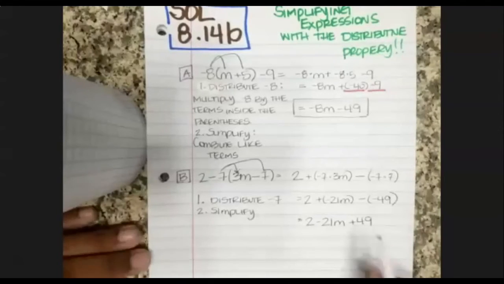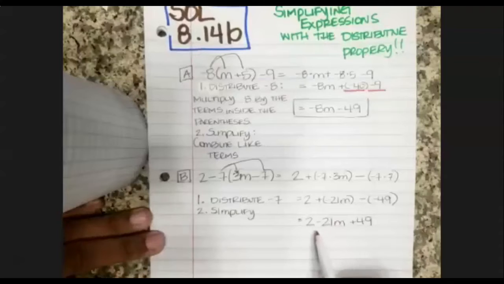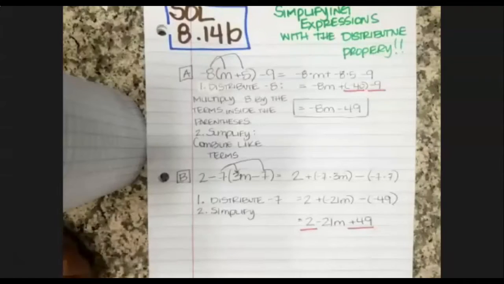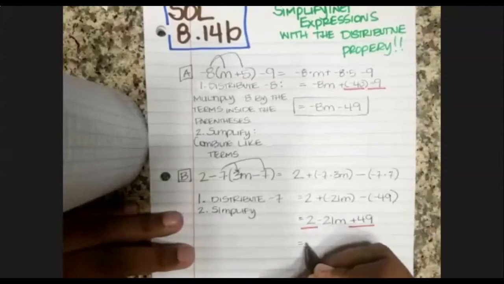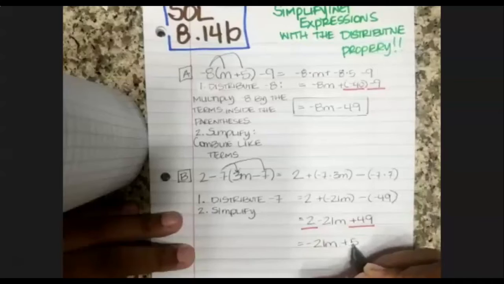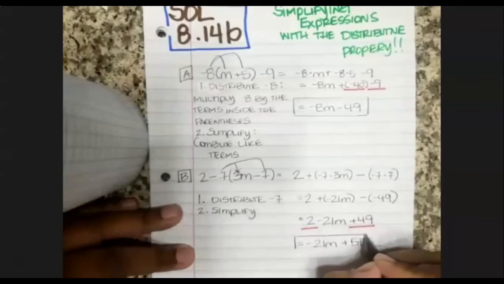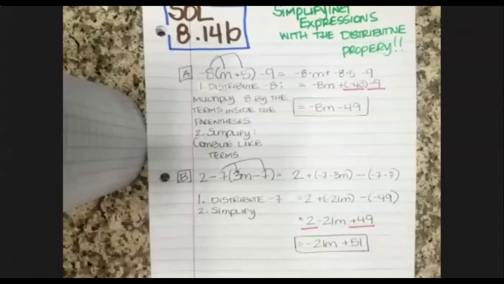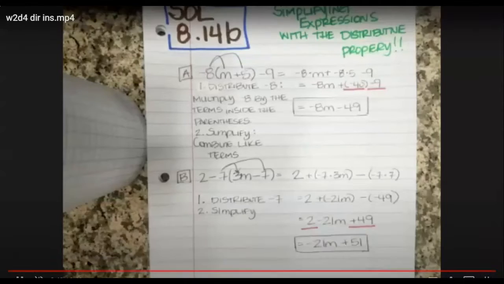Again, those first two steps can be skipped as long as you understand the math that happens behind there. So you do negative 7 times 3m, you know it's going to give you negative 21m. You can just write minus 21m if you'd like. If not, you can continue to write those two steps in the middle. So once I combine my like terms, I have 2 plus 49. That's going to give me 51. And remember, I need to write my variable first.